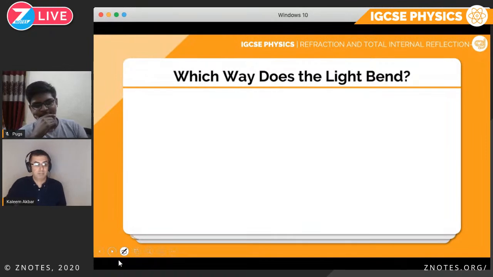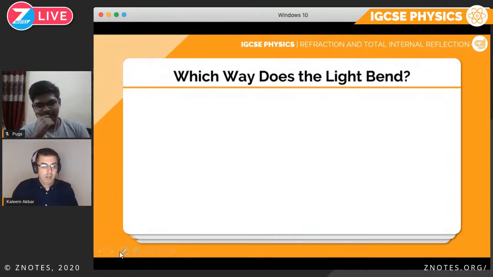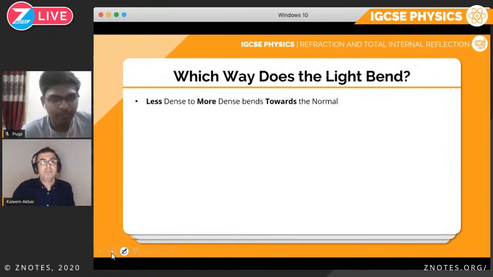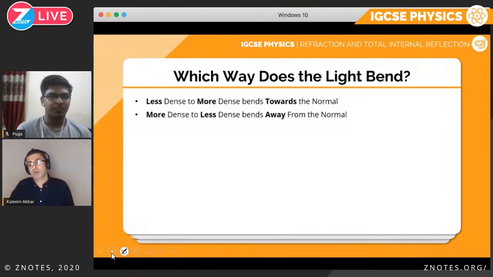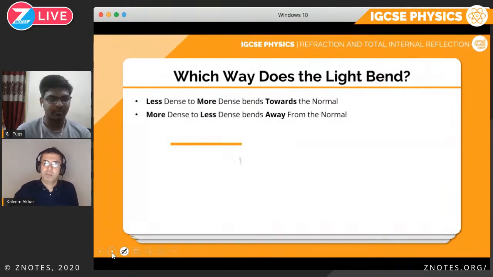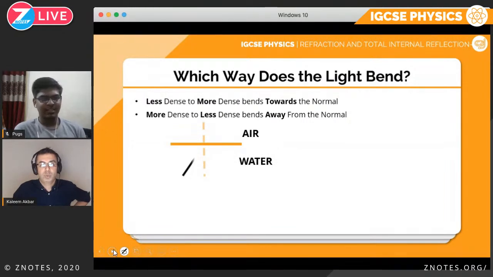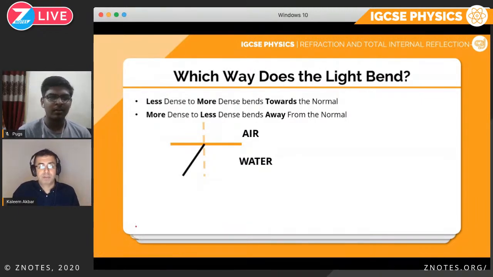Which way does the light bend? Less dense to more dense, it always bends towards the normal, and more dense to less dense, it always bends away from the normal. Now, what do we mean by that? So here you've got air and you've got water, and let's say it's going from water, which is a liquid, to air. Well, if you read the top two lines, it should bend away from the normal. In other words, it moves away from the dotted line.